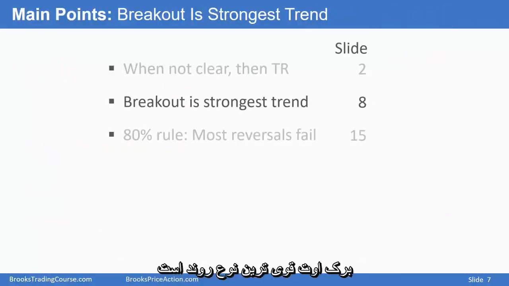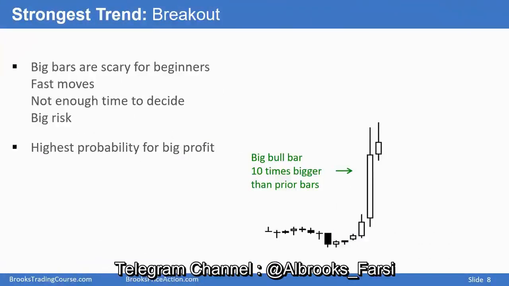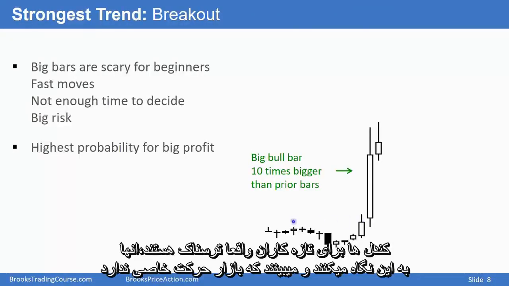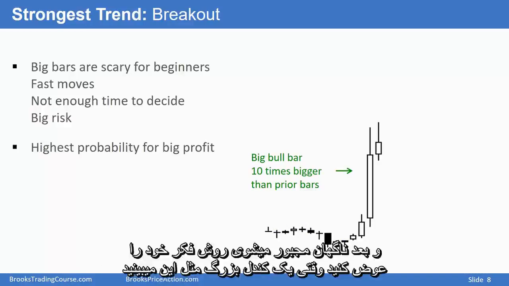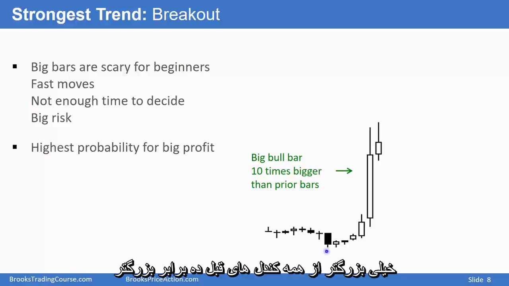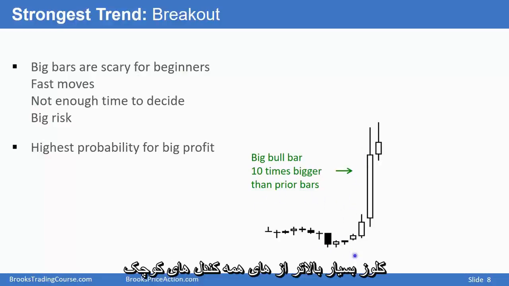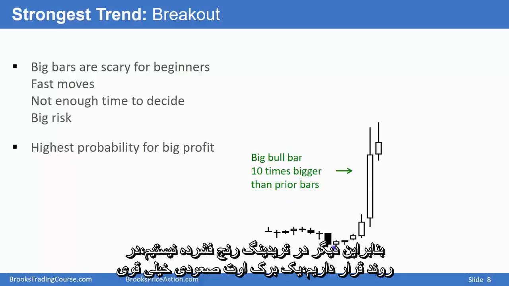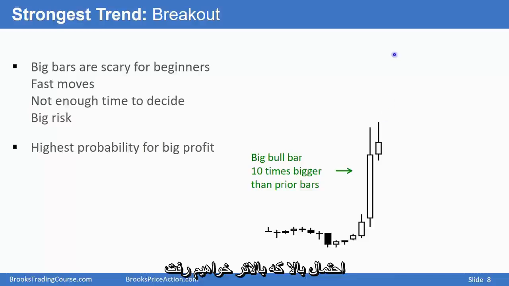A breakout is the strongest type of trend. It can be one bar, it can be many bars. The bars are really scary for beginners. They look at this and the market's not doing much of anything at all. So it's pretty peaceful watching it. And then you suddenly have to change your way of thinking when you see a big bar like this. Far bigger than all the prior bars, 10 times bigger, closing far above the high of all the other bars. So we're no longer in a tight trading range. We're now in a trend, very strong bull breakout. High probability that we're going higher.